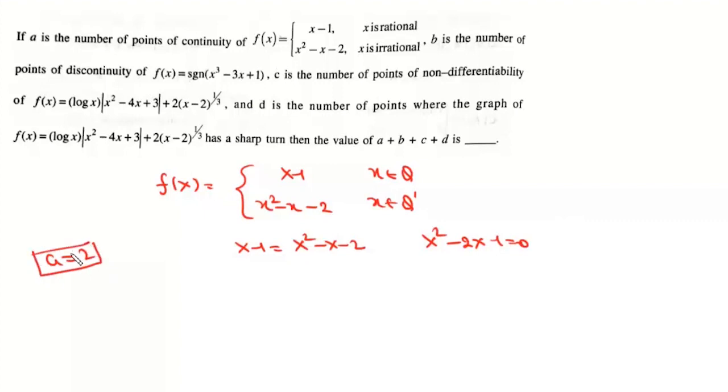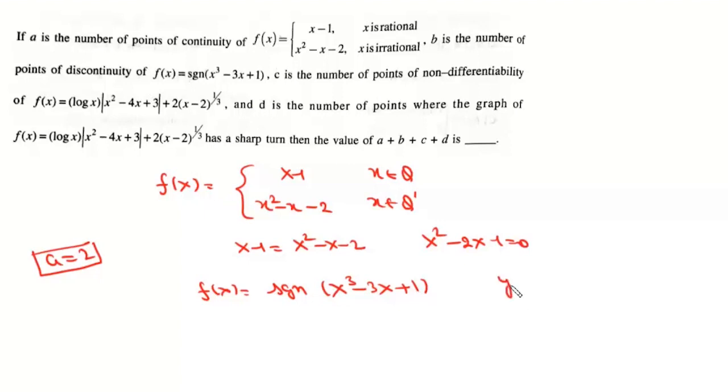Now B is the number of points of discontinuity of this function f(x), which is signum of x cube minus 3x plus 1.